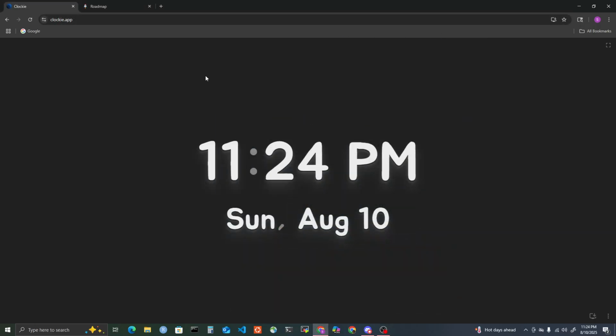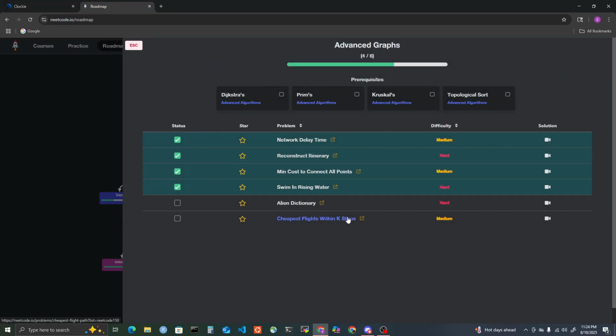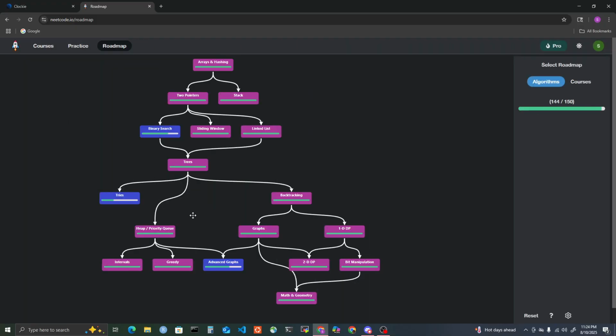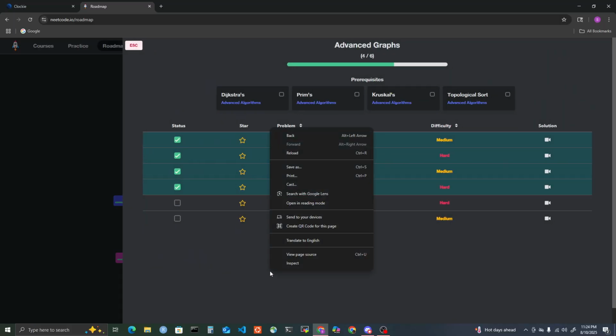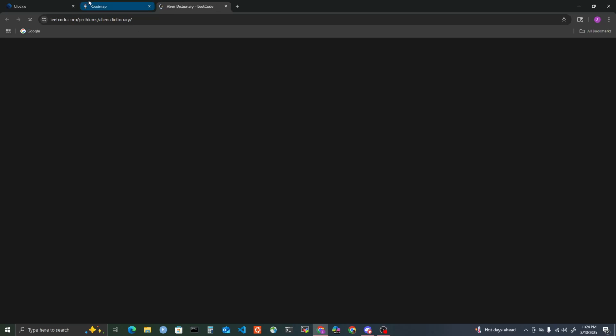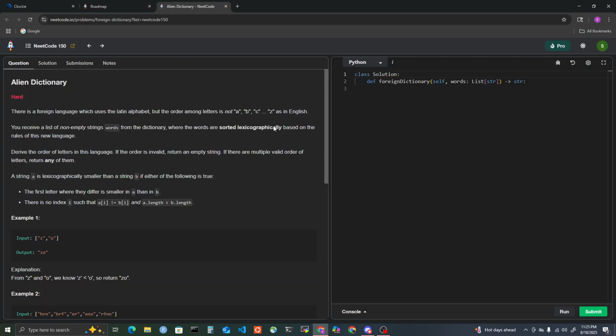Good evening, everyone. It is Sunday, August 10th, 11:24 p.m. We have two more problems, and I think I'm done with NeetCode stuff. Advanced algorithms. My lord, what am I saying? Advanced graphs. Yeah, that's the word I'm looking for. That has been a tricky set of problems.